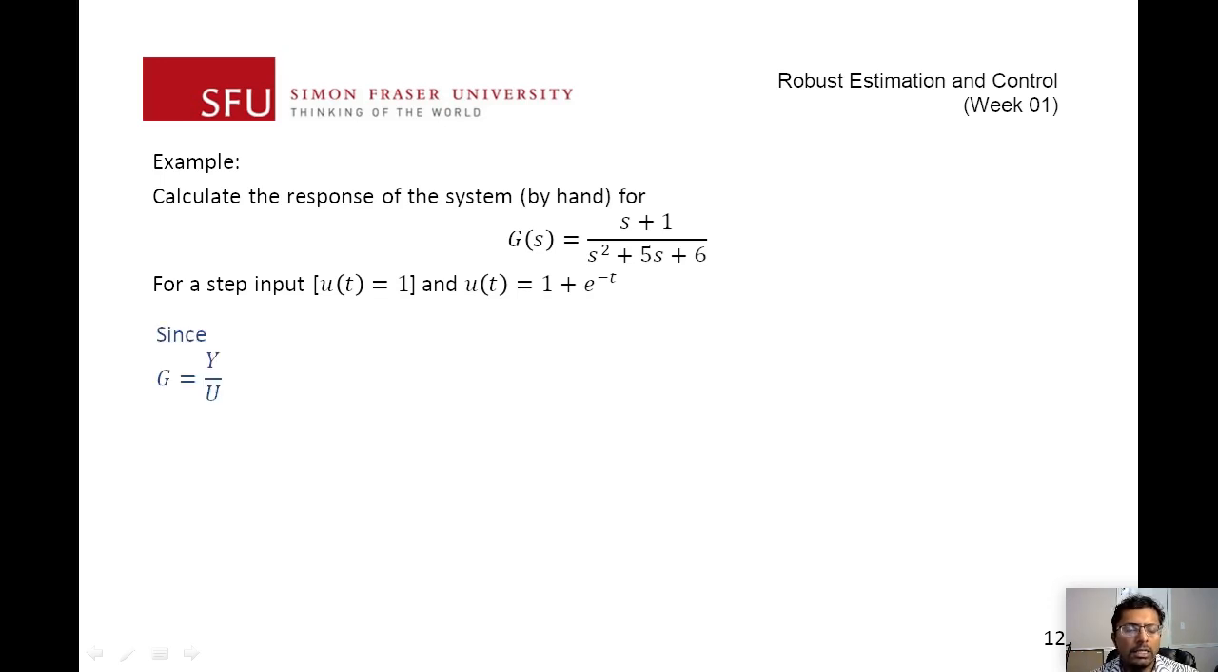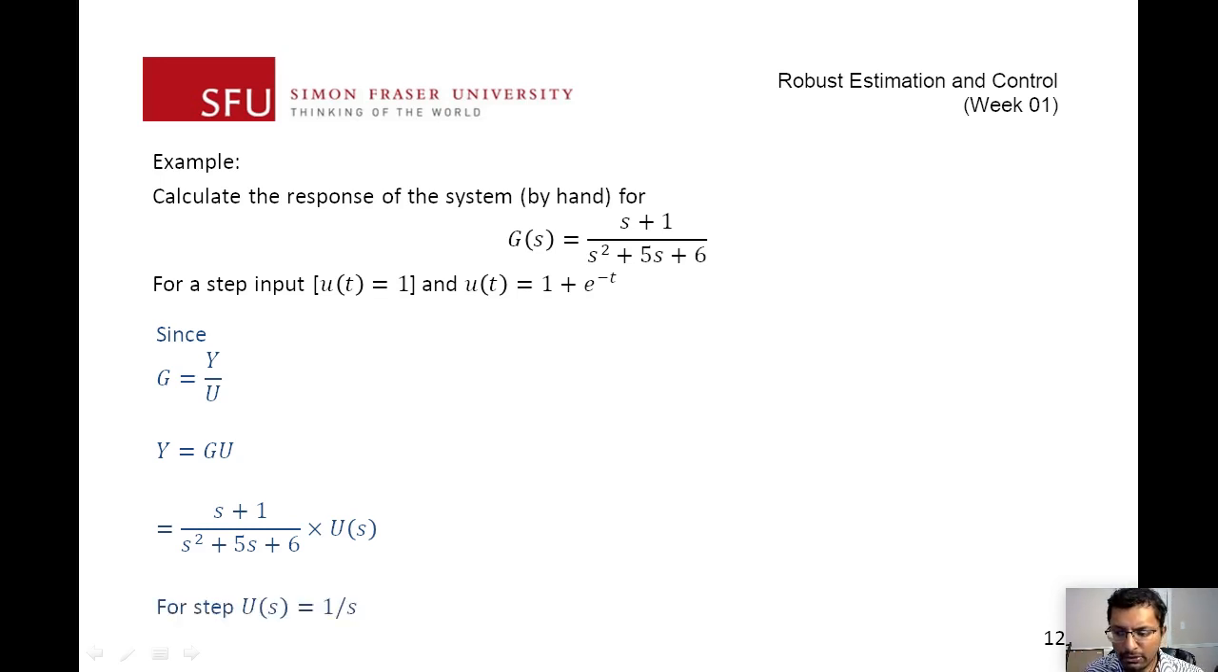Since G is actually Y over U, Y is G times U. So all of this just becomes multiplication in the Laplace domain. So this is (s plus 1) divided by (s squared plus 5s plus 6) times U of s. What we need to do is determine the Laplace of the input, and then we can substitute this value.